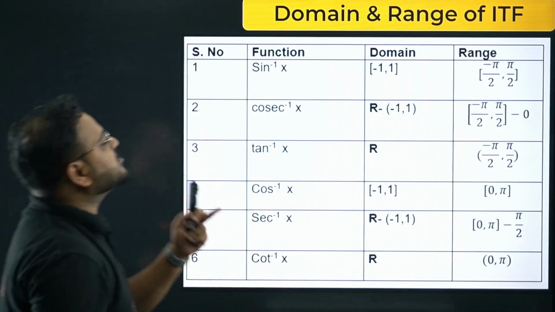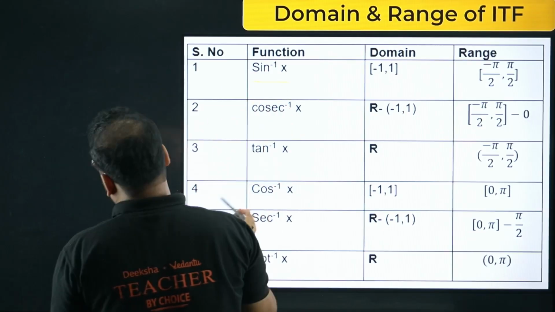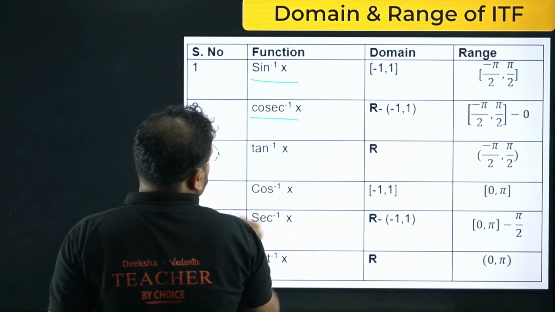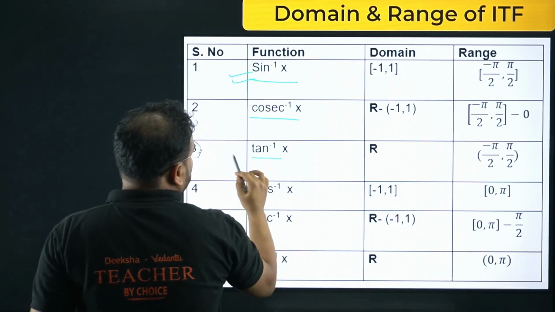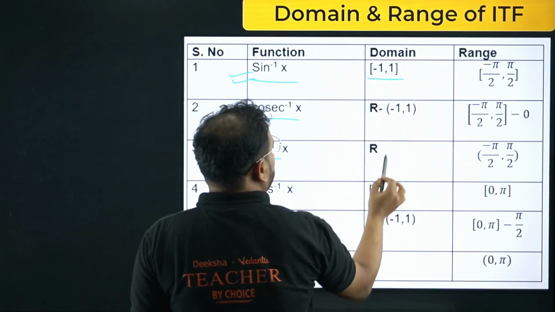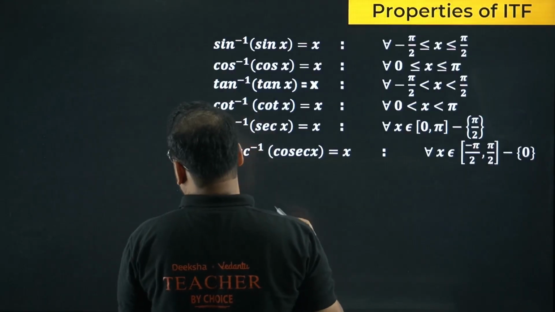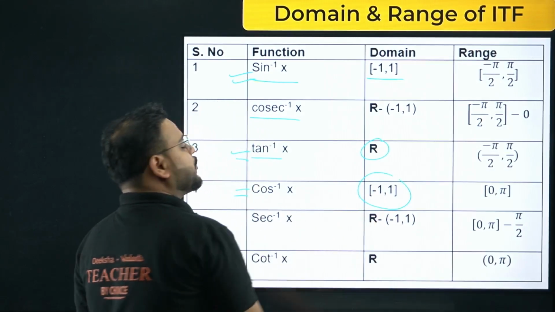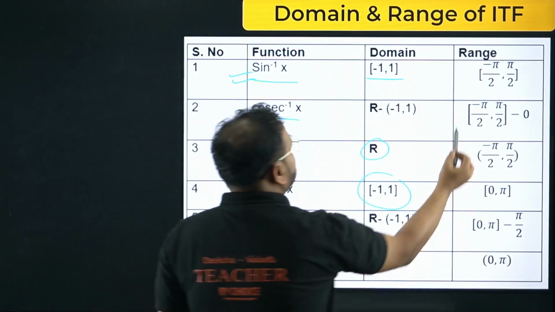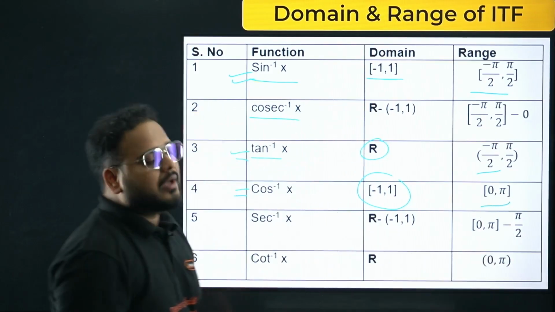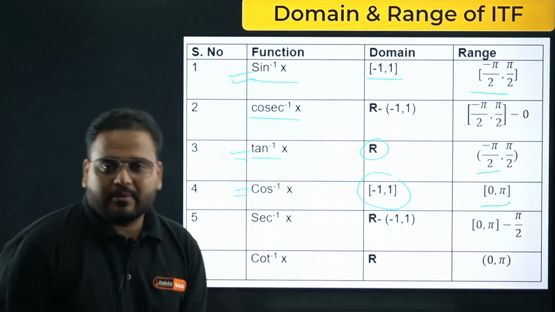Please check domain and range of ITF. Important to know sine inverse, cos inverse, tan inverse. The first three are very important. Okay, for sine inverse the domain is minus 1 to 1. In the case of tan inverse we have all reals. In case of cos inverse, again the domain is minus 1 to 1, and for sine inverse the range is minus pi by 2 to pi by 2. Here it will be closed, and for cos inverse it will be 0 to pi. Okay, others are also there, please go through them and memorize them as well.